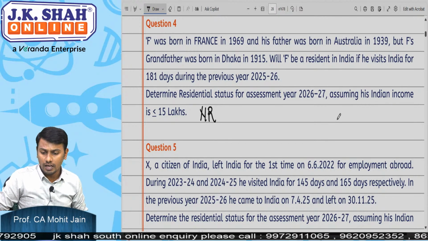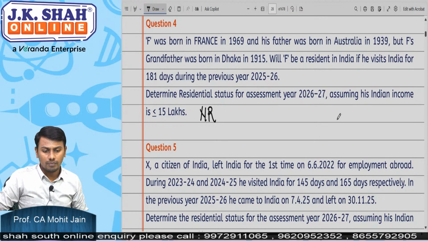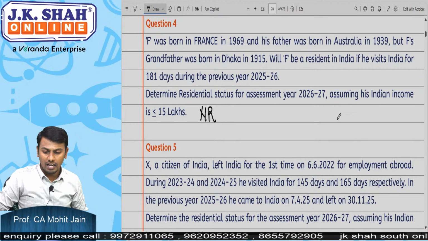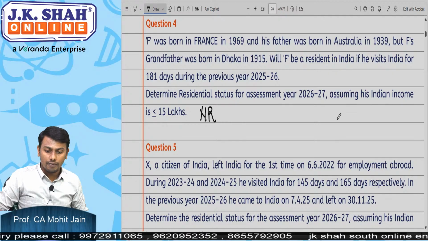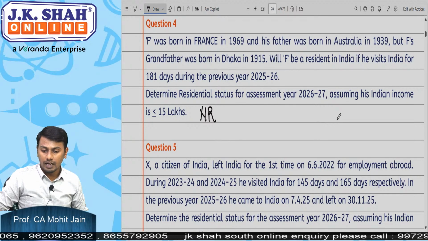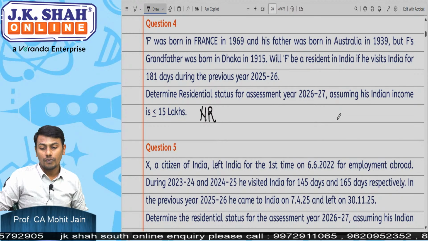F was born in France in 1969 and his father was born in Australia in 1939. But F's grandfather was born in Dhaka in 1915. Will F be a resident in India if he visits India for 181 days during the previous year 25-26? Determine the residential status for assessment year 26-27, assuming his Indian income is less than or equal to 15 lakhs.